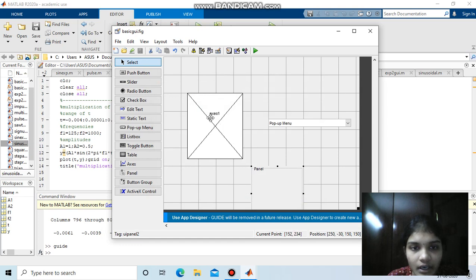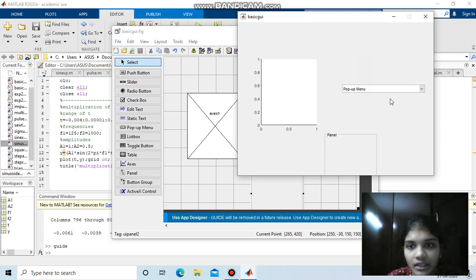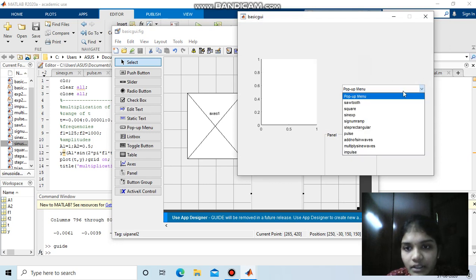See here, I created an axes, a pop-up menu and a panel. There are many options. We can select what we want. If we run this GUI, we get the graph and pop-up menu. Here we can select any function so that we can view the MATLAB GUI.